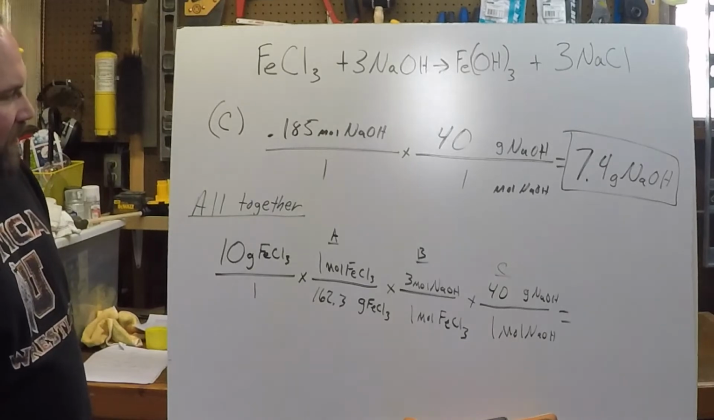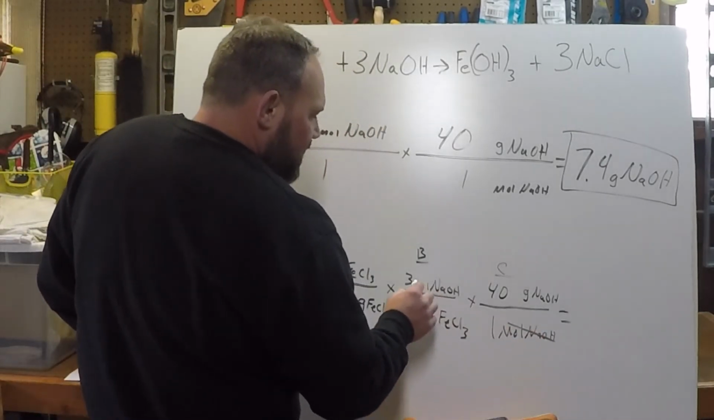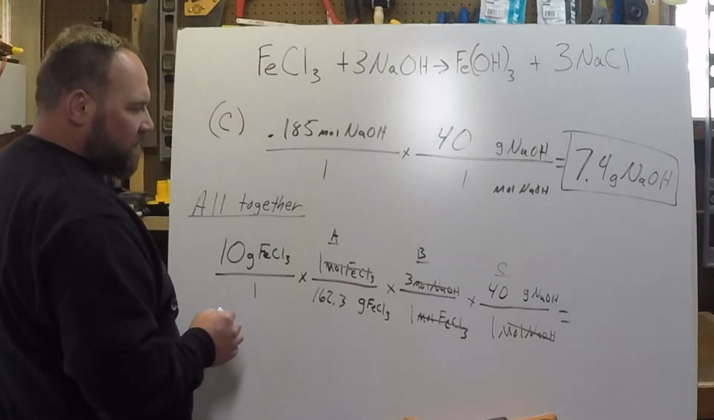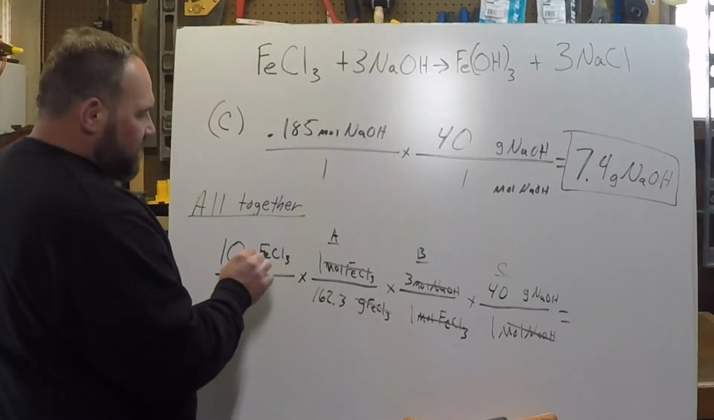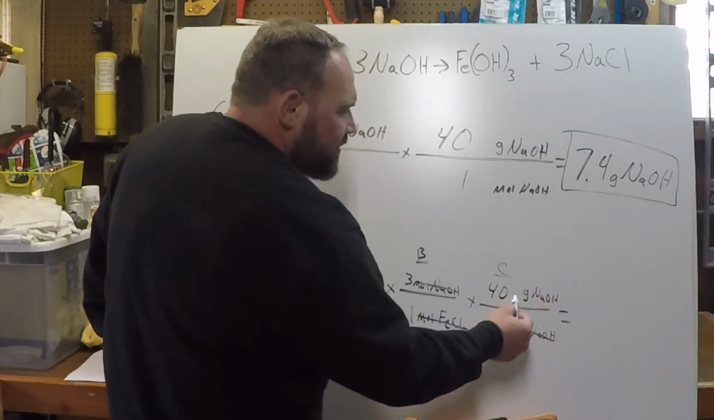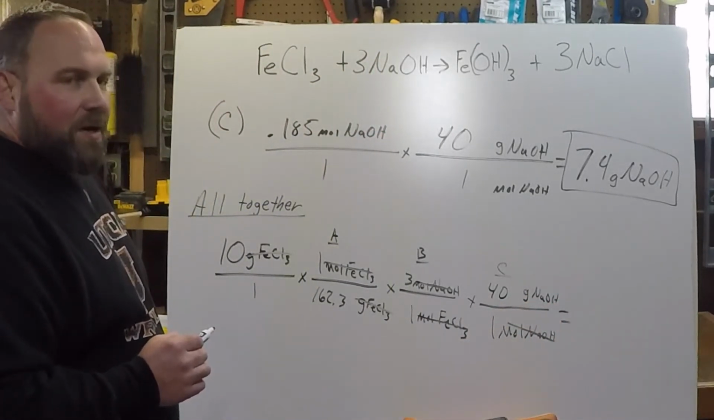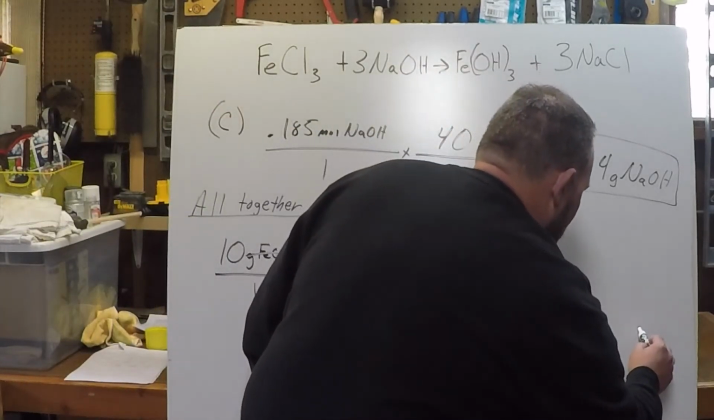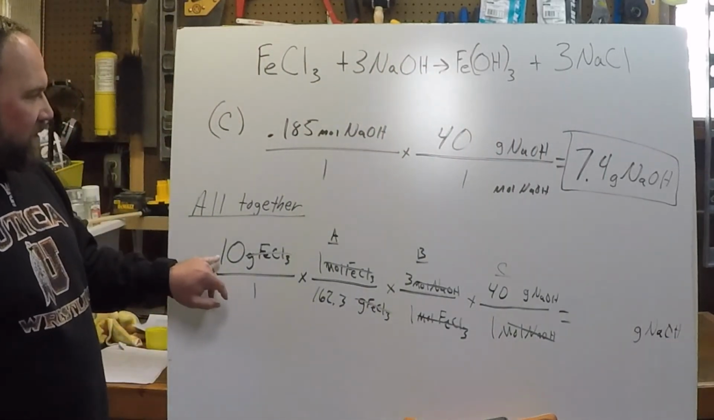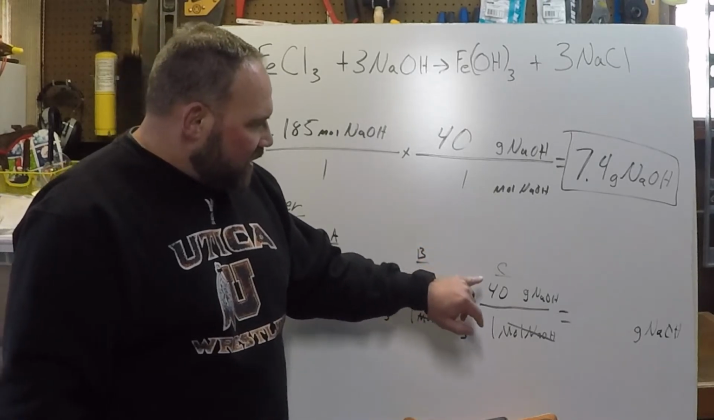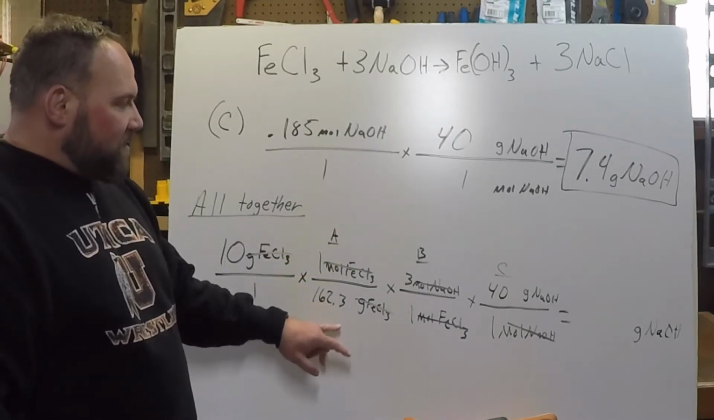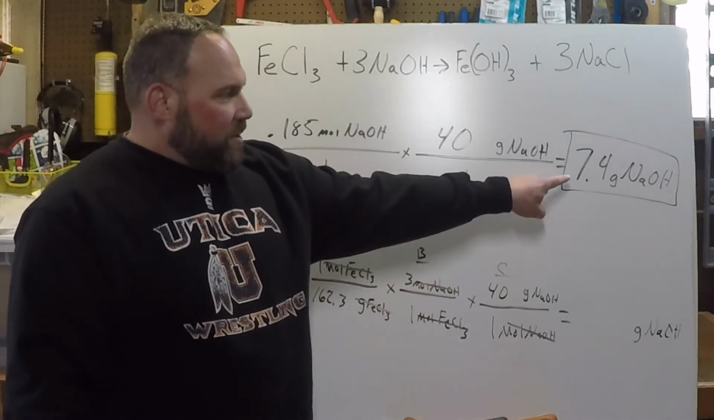Right, so moles of NaOH cancel moles of NaOH. Moles of FeCl3 cancel moles of FeCl3. Grams of FeCl3 cancel grams of FeCl3. What we're going to end up with, unit-wise, is grams of NaOH, so I'm going to write that right now. And if you work this all out, 10 times 3 times 40, get an equals for that, then divide by 162.3, you should get real close to this.